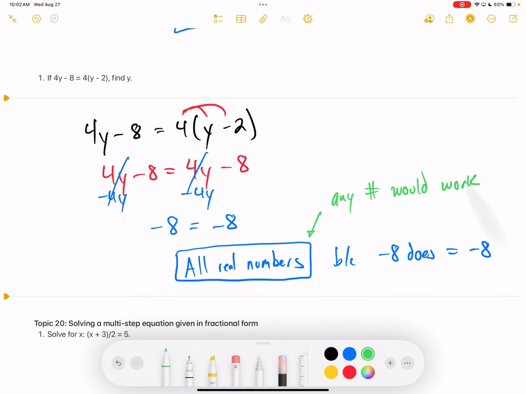She said it goes on forever, like there's an infinite amount of solutions. I could plug in 2 million and it would work on both sides, right? I'd get the same number on both sides.